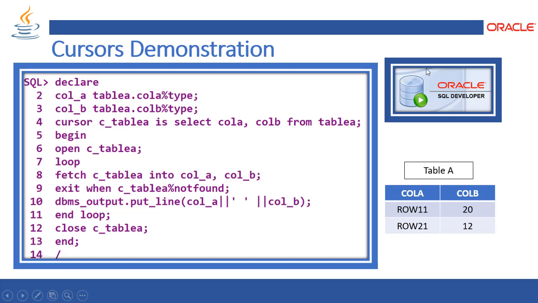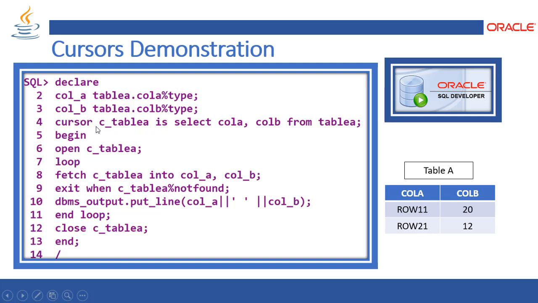So this is an example of a cursor. Here we have a table A with column A and column B, a typical table in a database. Here I have written the declare. Column A is my variable, table A is my table name, column A is a column name, and %TYPE mentions it takes the data type of the column A variable. Similarly for column B, you can have whatever you require in your application.